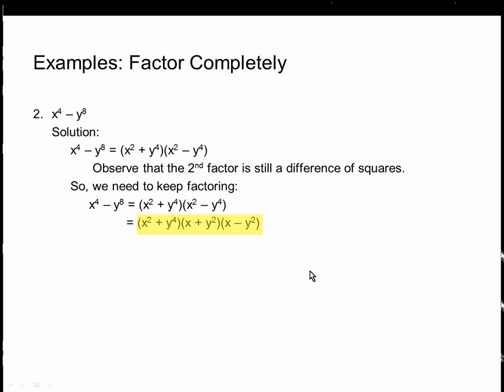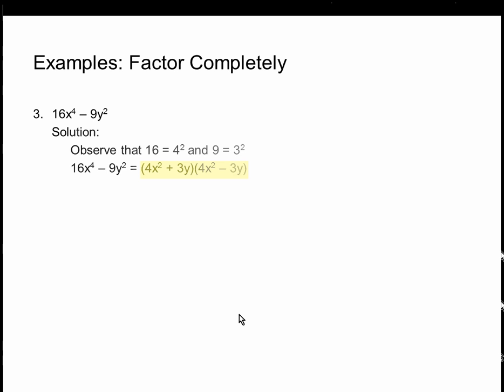Number 3, 16x to the fourth minus 9y squared. I do have even exponents. I have the minus sign. 16 is a perfect square. 9 is a perfect square. So dividing the exponents by 2, 4x squared plus 3y, 4x squared minus 3y. Now again, I do have a variable with exponent of 1 inside the parentheses, so chances are it's not going any further.